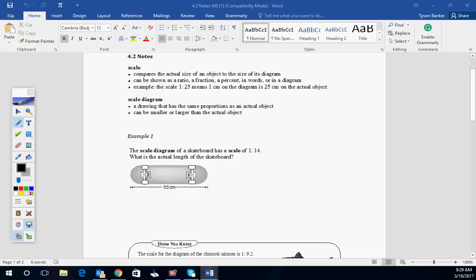Two notes. So yeah, like I said, scale compares the actual size of an object to the size of its diagram. It can be shown as a ratio, a fraction, and a percent. So how about this? If I tell you, Marky, you get this wrong, it's okay. If I tell you that it's a 5-to-1 ratio, what's the percent? Like, what's the growth percent? It's okay if you don't know.